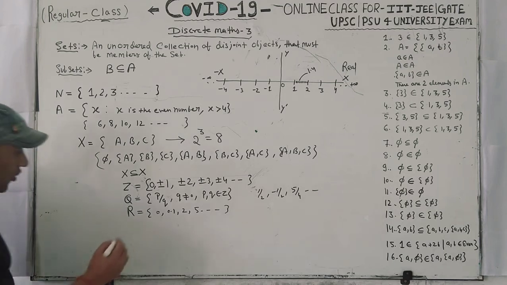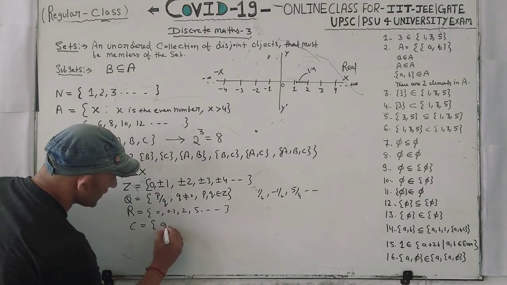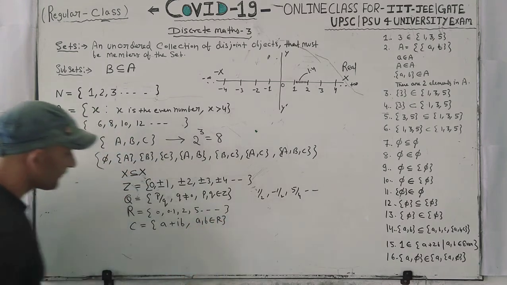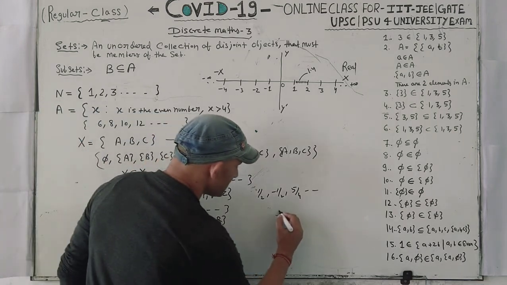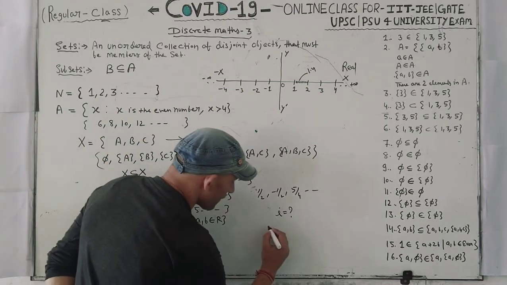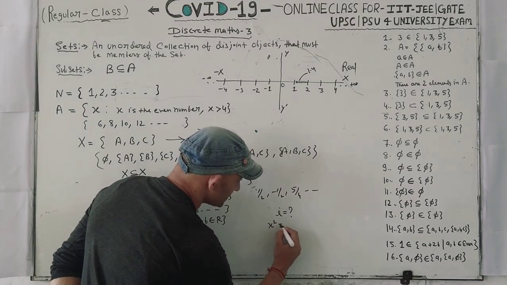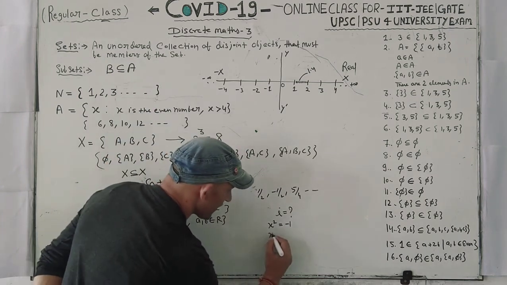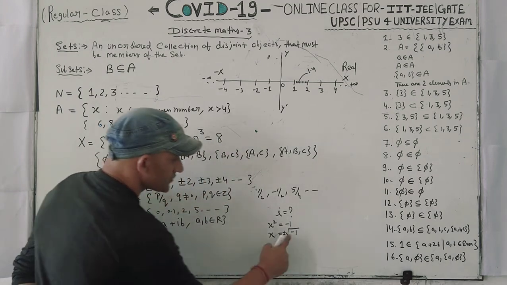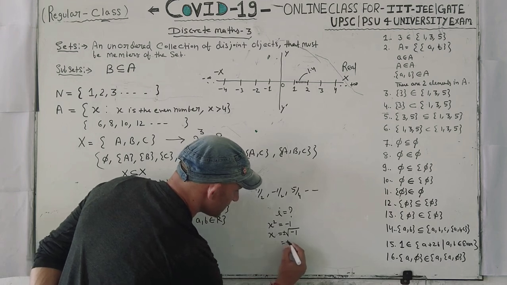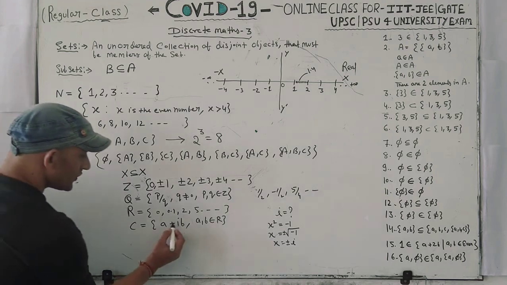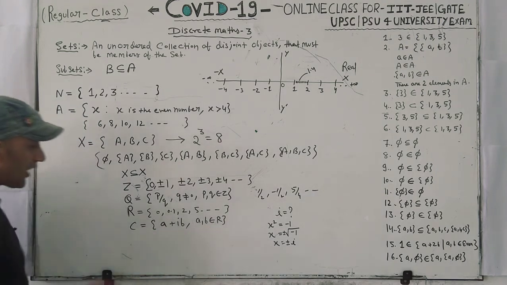After that you can say complex numbers. A complex number is equal to A plus iB, where A and B belong to R, and i is imaginary. From here we have got i. i means whenever you have x square equal to minus 1, then x equals plus minus square root of minus 1, so square root of minus 1 is equal to i. This is the imaginary number. So A and B belong to R.